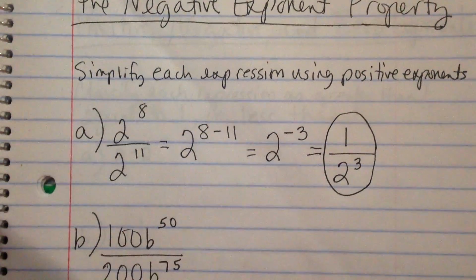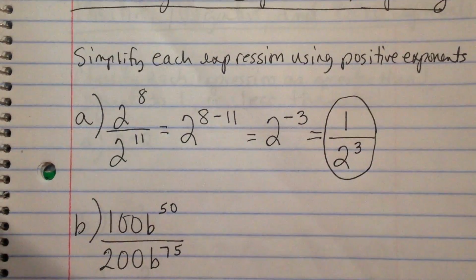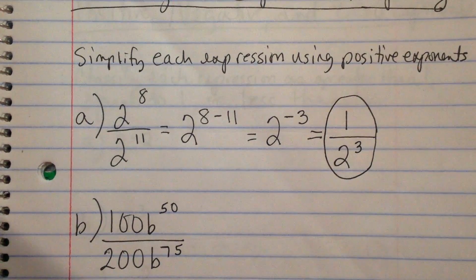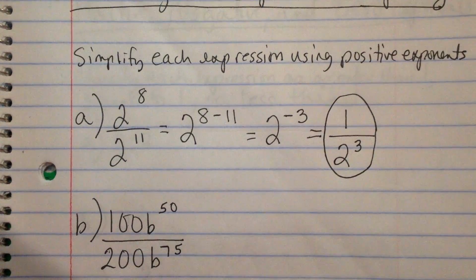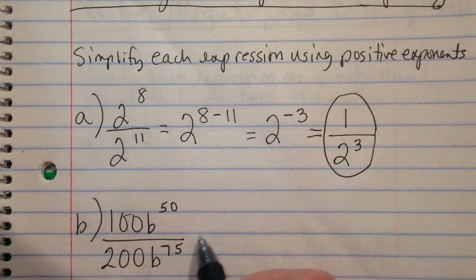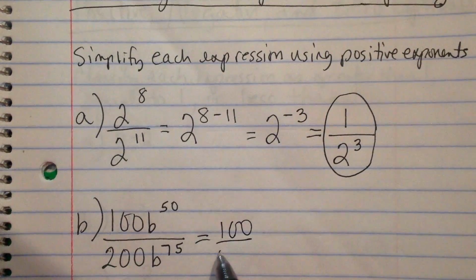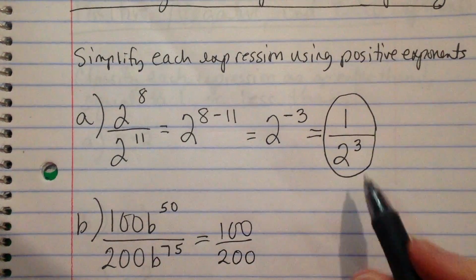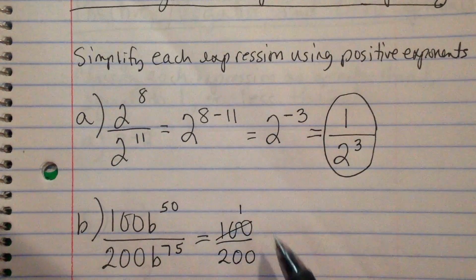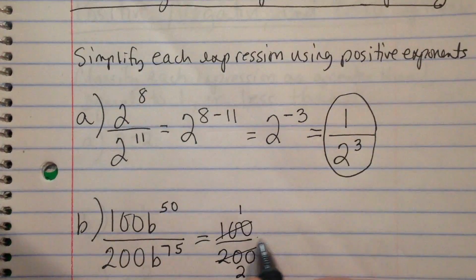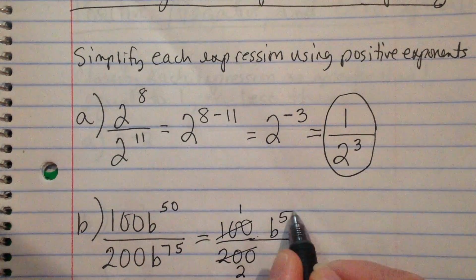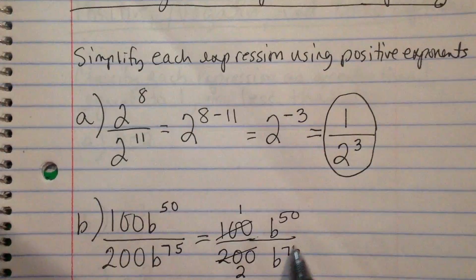Let's look at our next example. B. 100 b to the 50th divided by 200 b to the 75th. With your big numbers, these are your coefficients, your integers, we will just simply reduce them. We can reduce those by dividing each one by 100. 100 divides into 100 one time. 100 divides into 200 two. And then I have b to the 50th divided by b to the 75th.